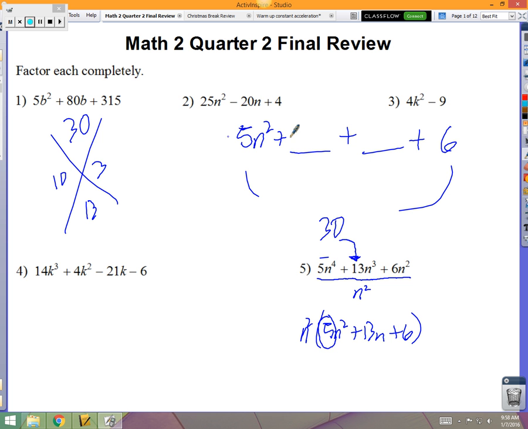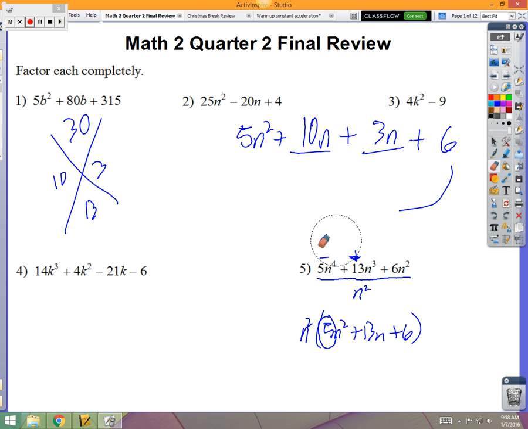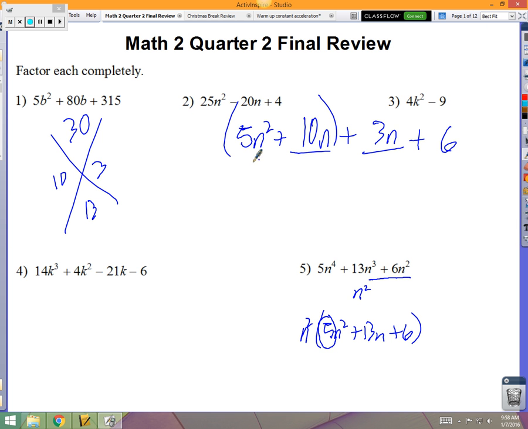So if I do 10n plus 3n, those will add and give me 13n. And if I times them, they will give me 30n squared. So those are the 2 numbers I'm looking for. Now once I've found them, I'm going to group them. If I group these 2 together, I'm going to divide both of these by 5n. So it's going to be 5n times n plus 2. And both of these, I'm going to divide them both by 3. So it's going to be 3 times n plus 2.